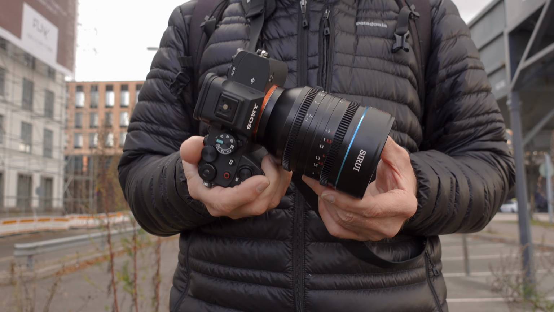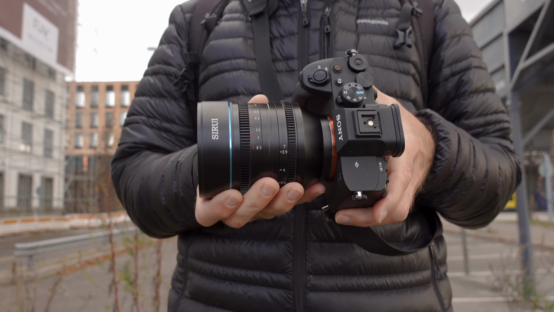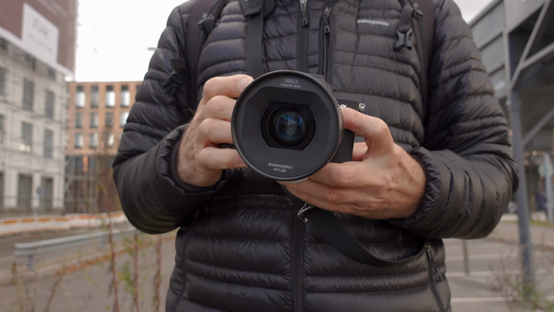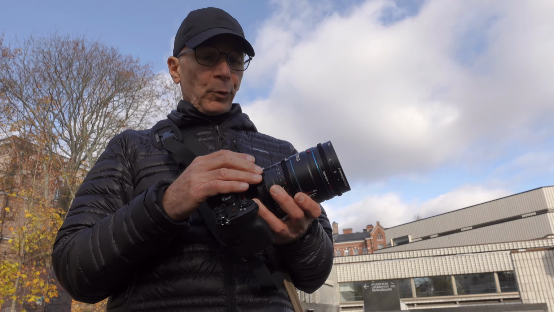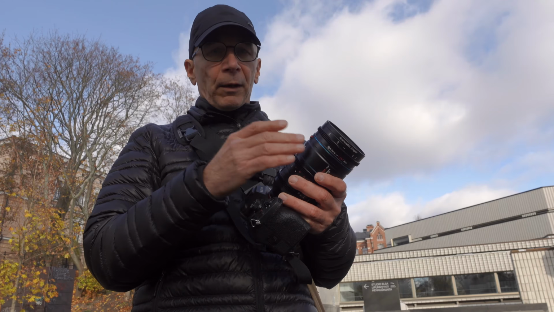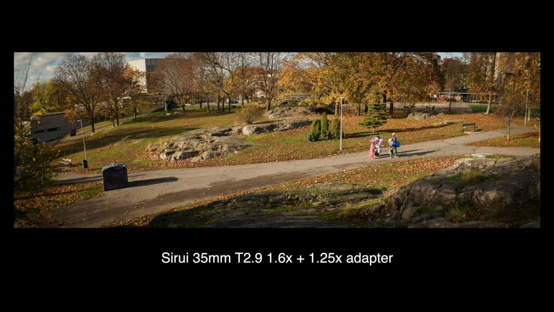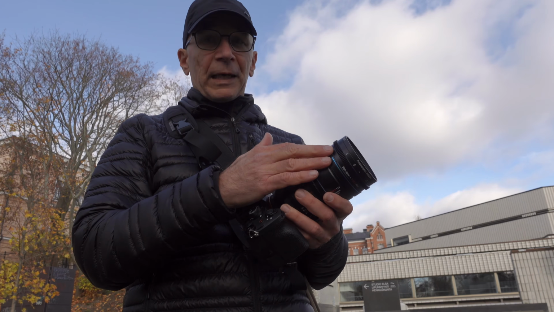All the pictures you're going to see in this video were shot on this Sirui 35mm T2.9 lens and my Sony A7 Mark IV camera. I also used the Sirui adapter on this lens for some pictures. This Sirui 35mm T2.9 is a full-frame lens, but with this adapter it'll only cover APS-C sensor. It gives wider aspect ratio but only covers APS-C sensor with the adapter.